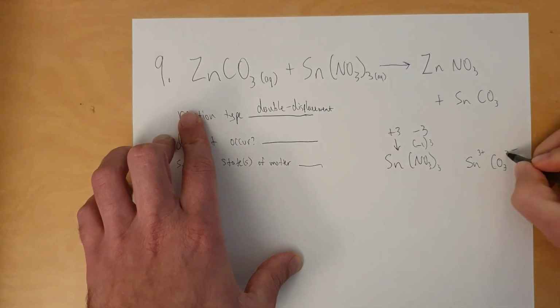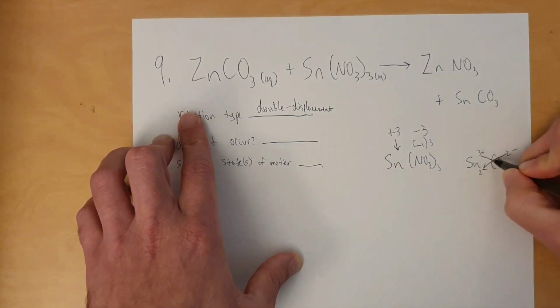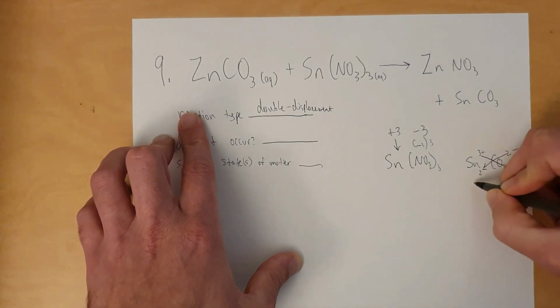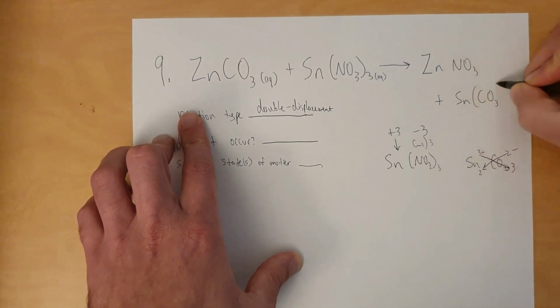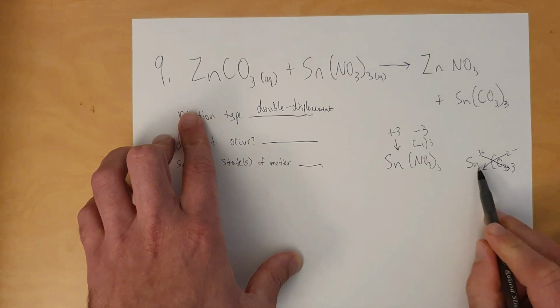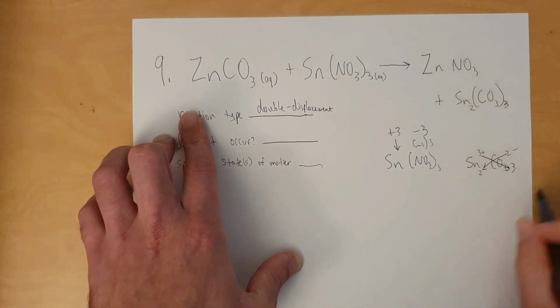You put the 2 down here, there's going to be 2 tins in the formula. Put the 3 down here, there will be 3 carbonates in the formula, meaning that this is the formula of the tin with the carbonate. Oops, forgot the little 2 right there.